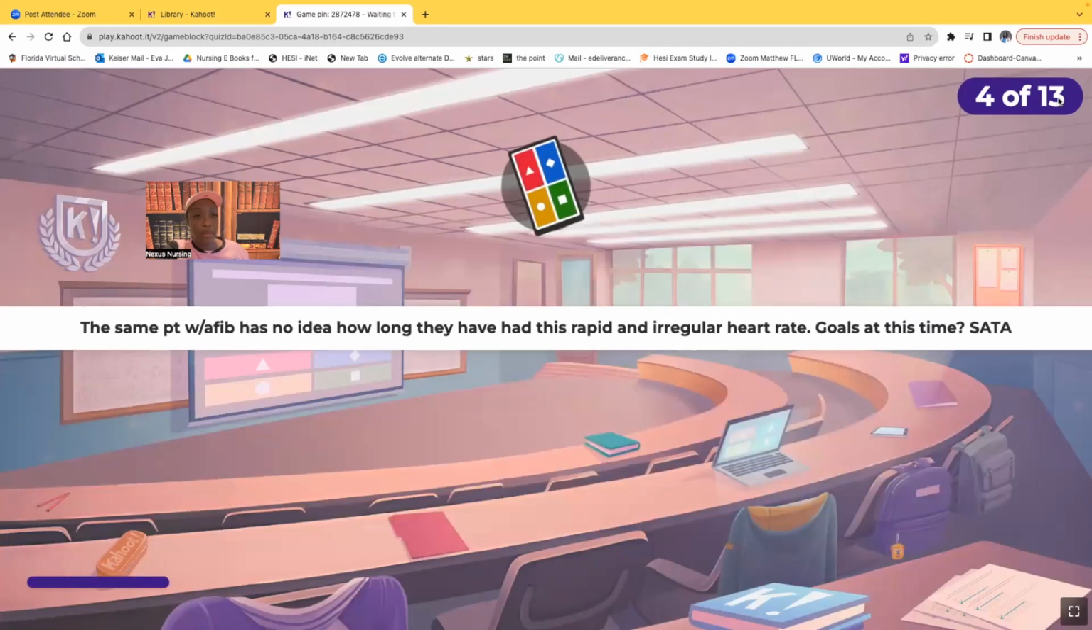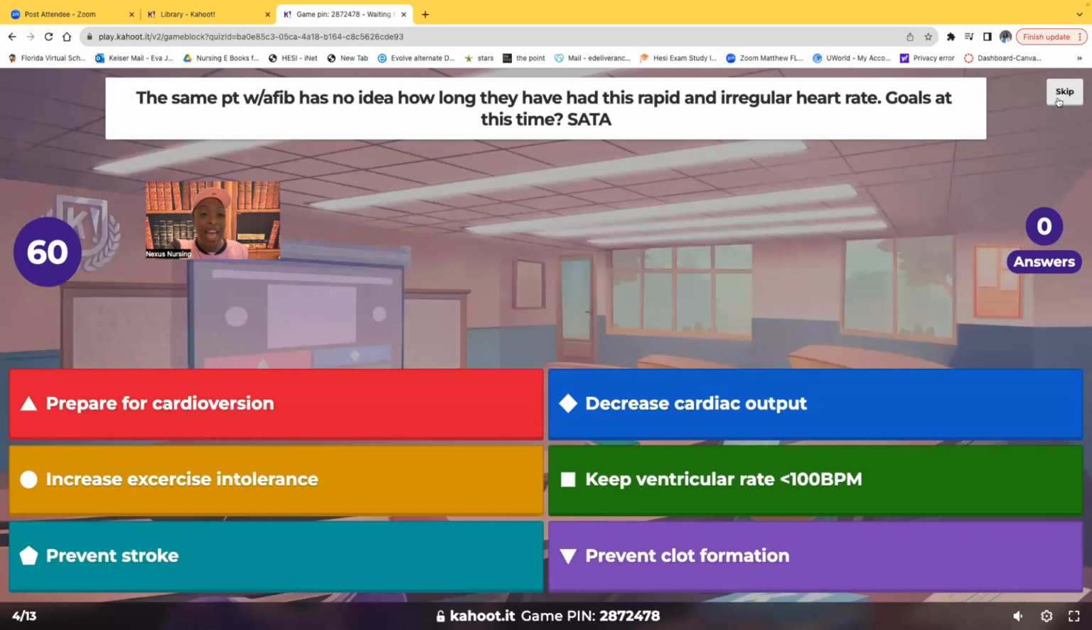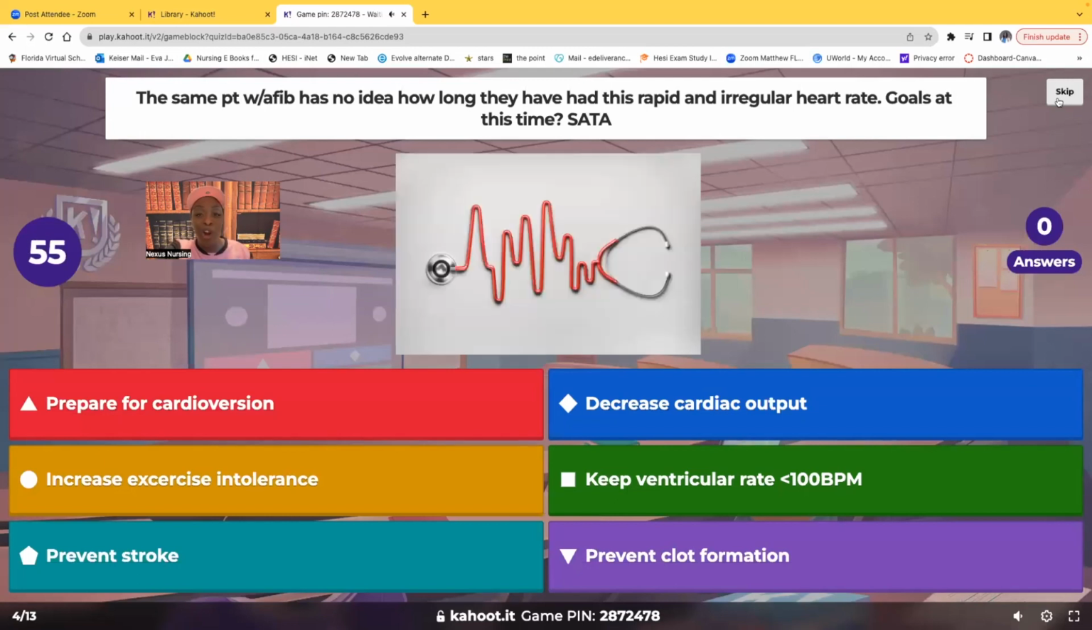All right, select all that apply. The same patient that was in AFib has no idea how long they've had this rapid and irregular heart rate. What are the goals at this time? Select all that apply. I'm so sorry, I think I gave you one or two of the answers. So what are we going to do? Are we going to prepare for cardioversion? Are we going to decrease cardiac output? Are we going to increase exercise intolerance? Are we going to keep the ventricular rate less than 100 beats per minute? Are we going to prevent stroke? Are we going to prevent clot formation? It's definitely more than one answer. What are we going to focus on?